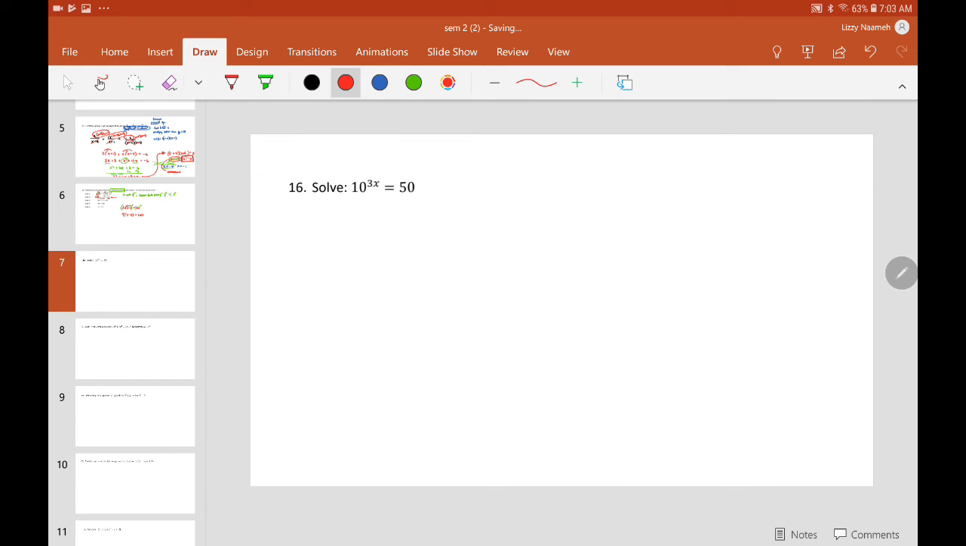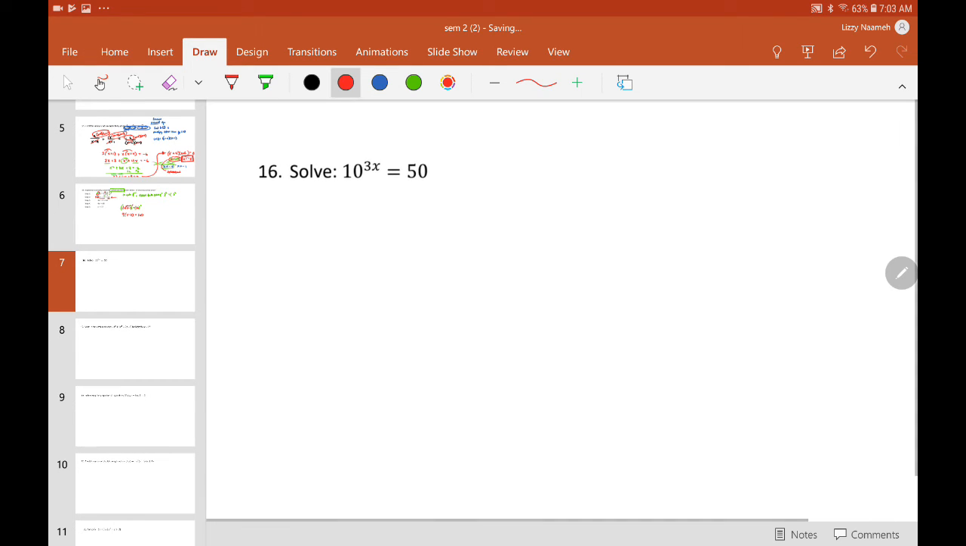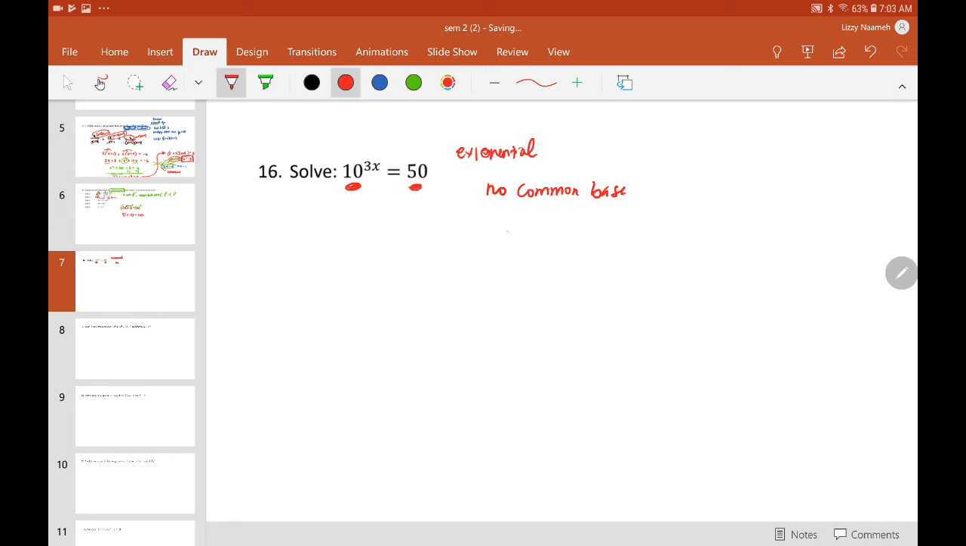All right, number 16, we're solving again, another exponential. And notice between 10 and 50, as before, there is no common base. Because 10 and 50, it's not like I can rewrite 50 as 10 to the 5 or anything like that, because that's actually 10 times 10 times 10, which is, right, that's not 50. So since I can't get a common base between 10 and 50, I know I'm going to have to go into log form.